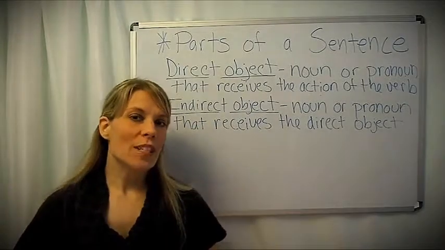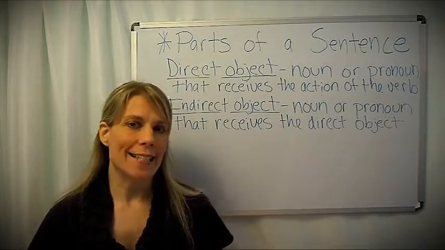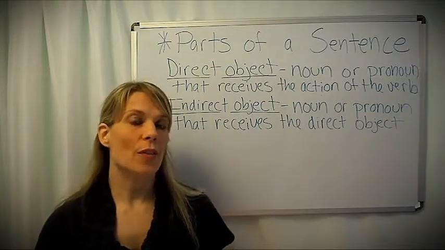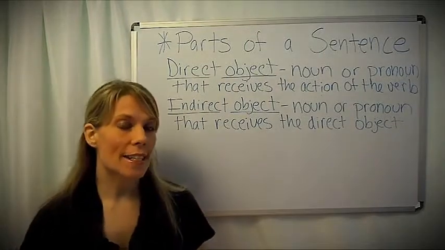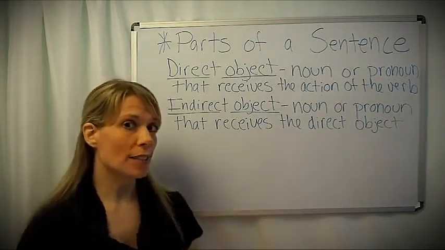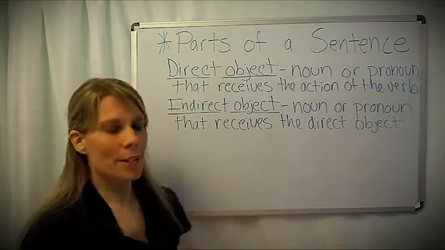Okay, so let's talk about direct object and indirect object. The direct object in the sentence is the noun or pronoun that receives the action of the verb. The indirect object is the noun or pronoun that receives the direct object. So let's take a look at a couple of examples and see if we can make some sense of this.